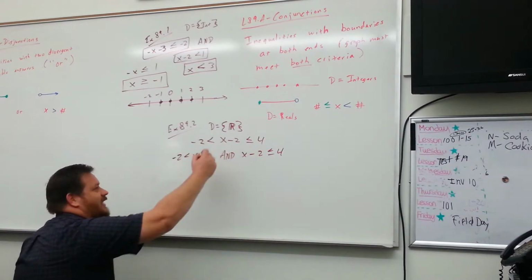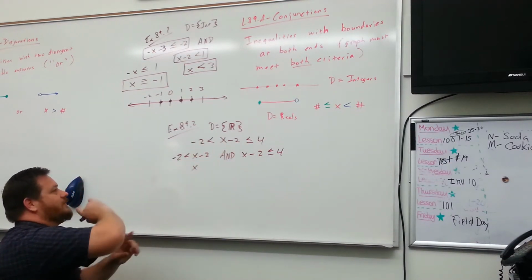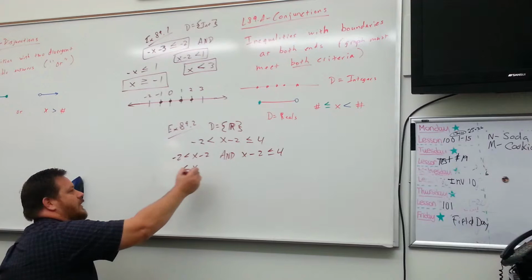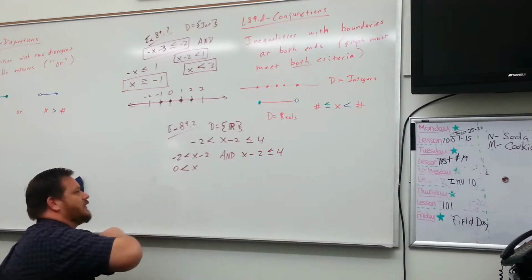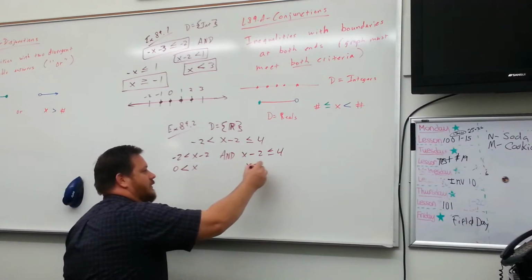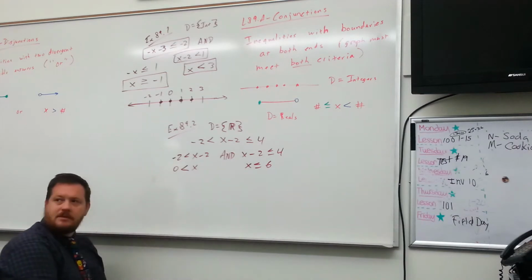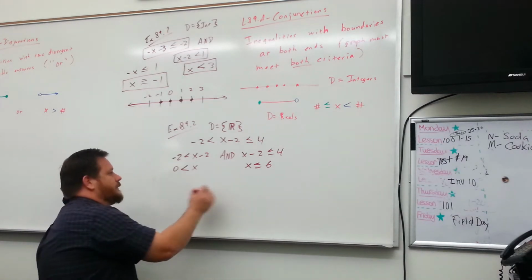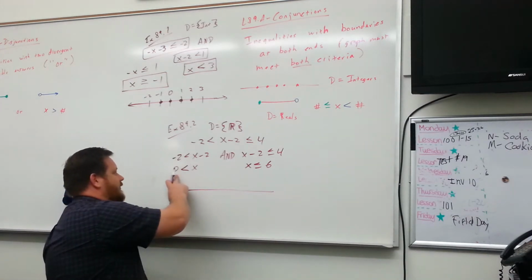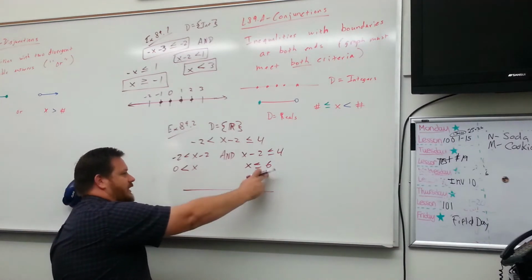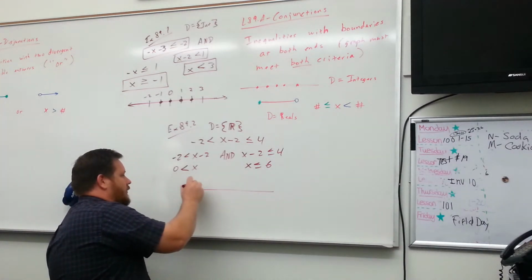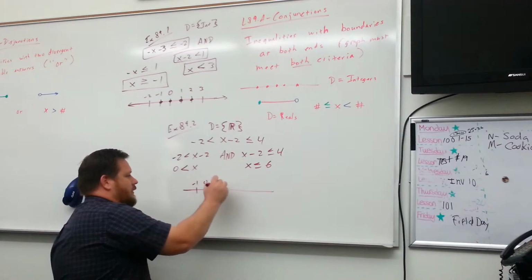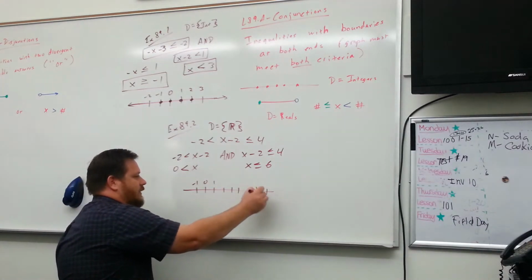Well, when I have it like this, I like to keep the order. I don't like to move the variable around. So I'm going to add 2 to both sides there, and I'm going to add 2 to both sides here. And this also gives me a little bit of a visual. See, I need to consider a 0. I need to consider a 6. So I'm going to go -1, 0, 1, 2, 3, 4, 5, 6, and 1 past that.